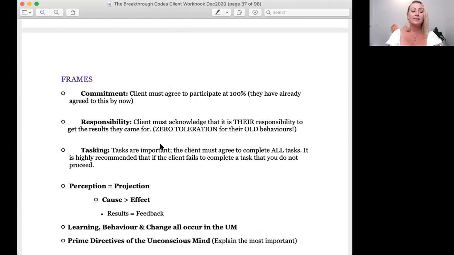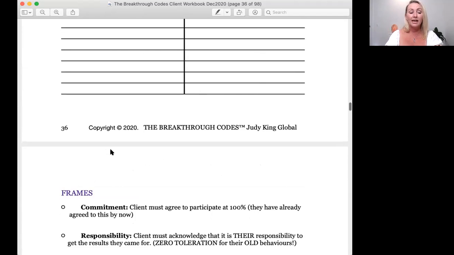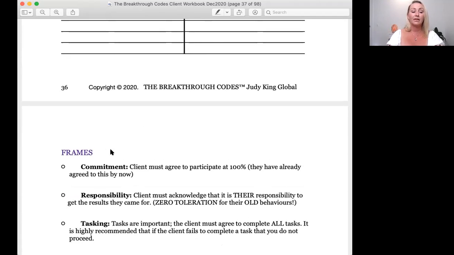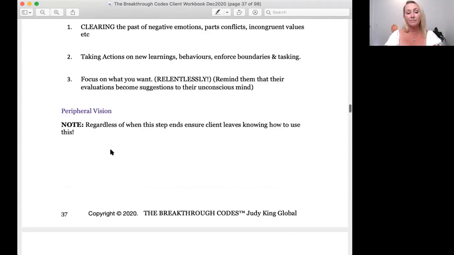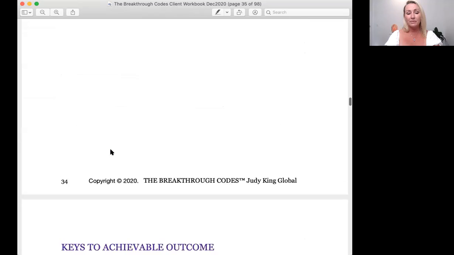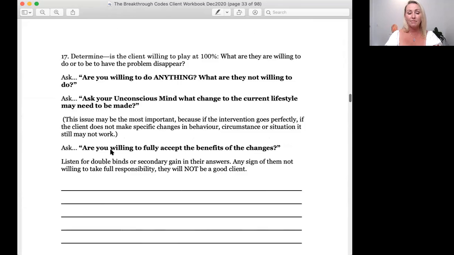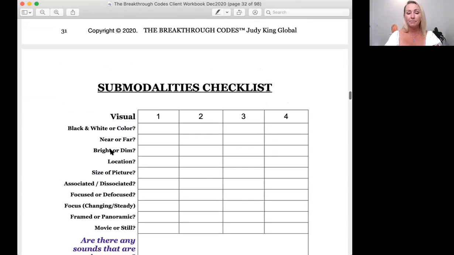And the frames, at this point, you're also deciding whether or not you can help them. Well, I feel like I've missed some questions. Yeah, I have. Okay, I'm going to just back it up a little bit.